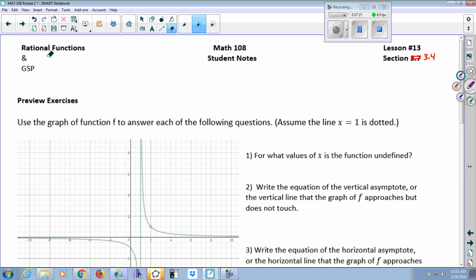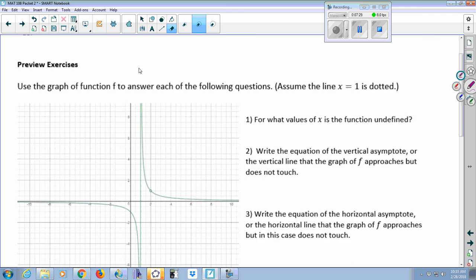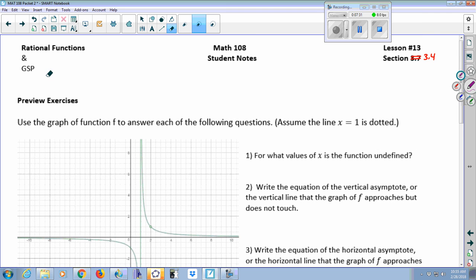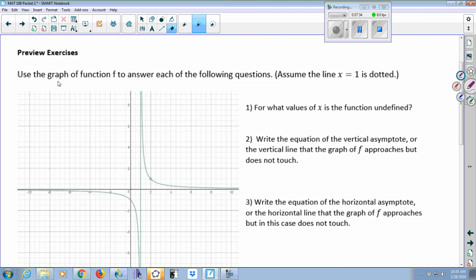So we've got class notes until Friday. Woohoo! I got a great weekend ahead of me. So, okay. So again, I wrote GSP here. What was I going to do with that? I don't know.